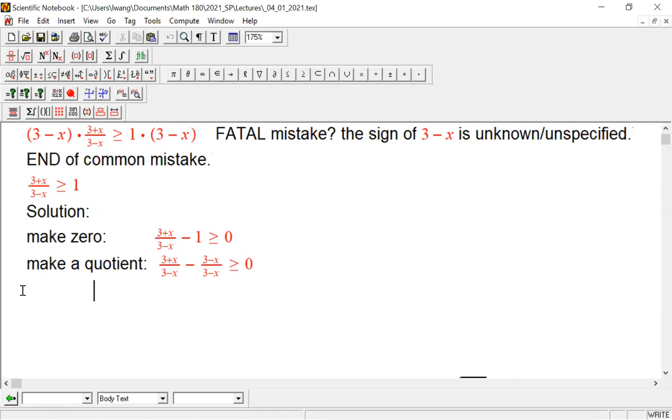And next, we basically made the same denominator, didn't we? And then we use the same denominator, which is 3 minus x. And the top is this numerator subtracting the other numerator. You need to be very careful here.